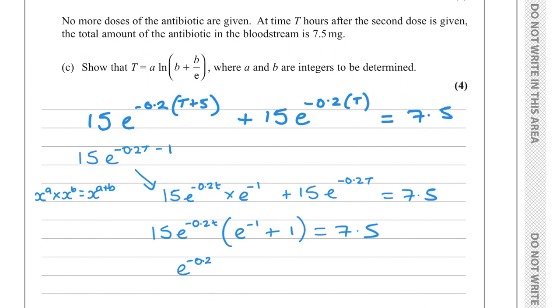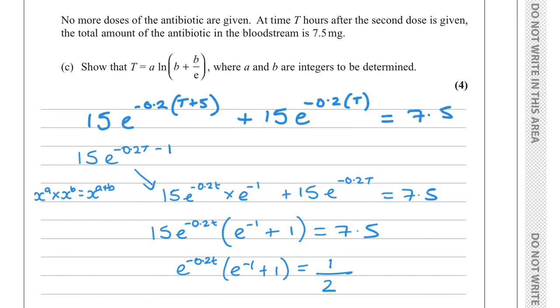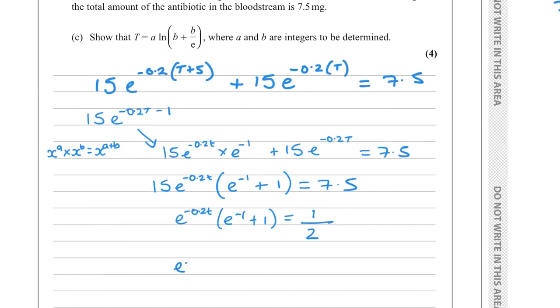So now I've done that, I can divide both sides by 15. Actually, I'm going to divide both sides by 15 and the e to the minus 1 plus 1, but I'm going to do it slowly. If I divide both sides by 15, 7.5 divided by 15 is a half. Okay, so this is a half here, right? Then I'm going to divide it by the bracket. So I'm going to get 1 over 2 e to the minus 1 plus 1.